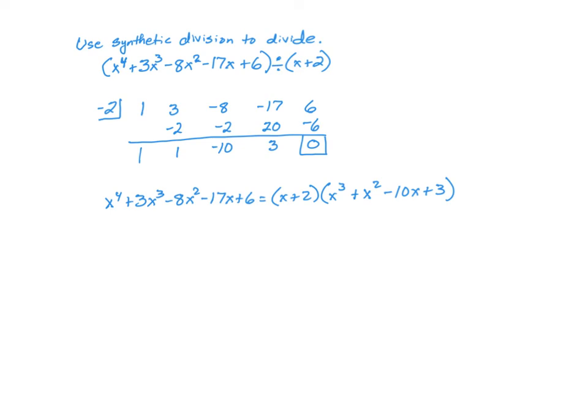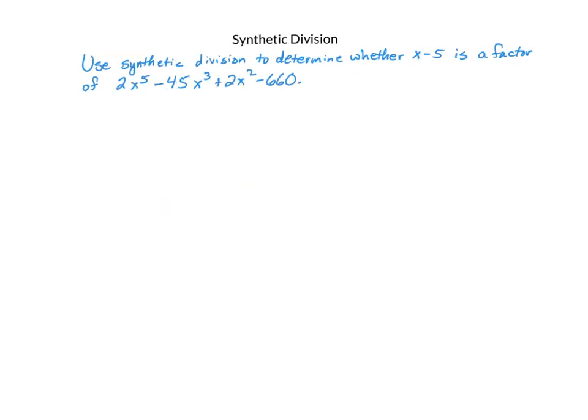And let's do a final example illustrating that point. So the directions say to use synthetic division to determine whether x minus 5 is a factor of 2x to the 5th minus 45x cubed plus 2x squared minus 660. So here we go. Our task is to determine whether the remainder is 0 when we do the division. Remember, if the remainder is 0, it means it went in evenly and it's a factor. If the remainder is not 0, it didn't go in evenly, so it's not a factor.